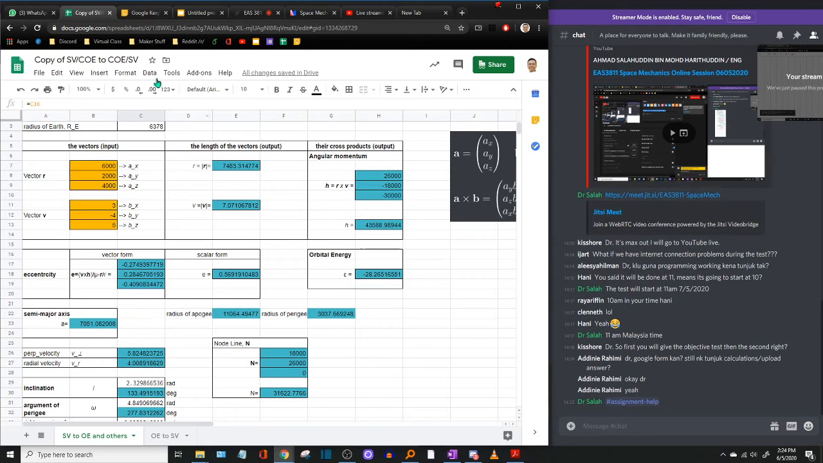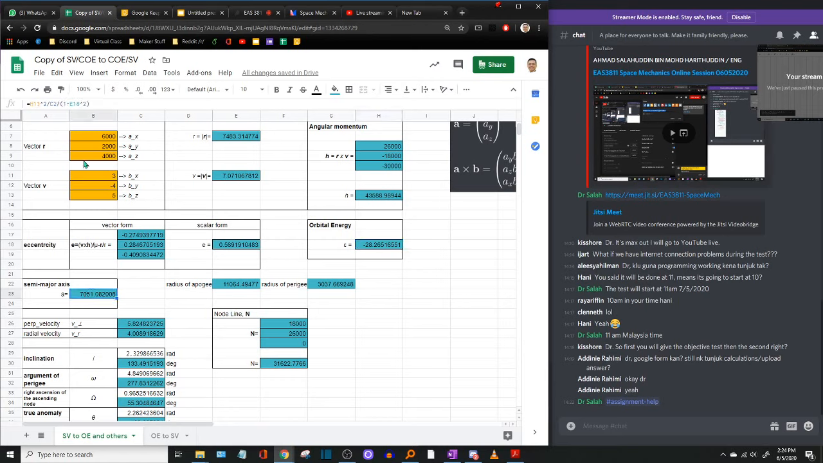I updated yesterday how to get information from these 6 numbers here. You can get the length of those vectors, angular momentum vector, scalar eccentricity, how to find it. I've already done it here. How to find orbital energy, semi-major axis. So the formulas are all there.